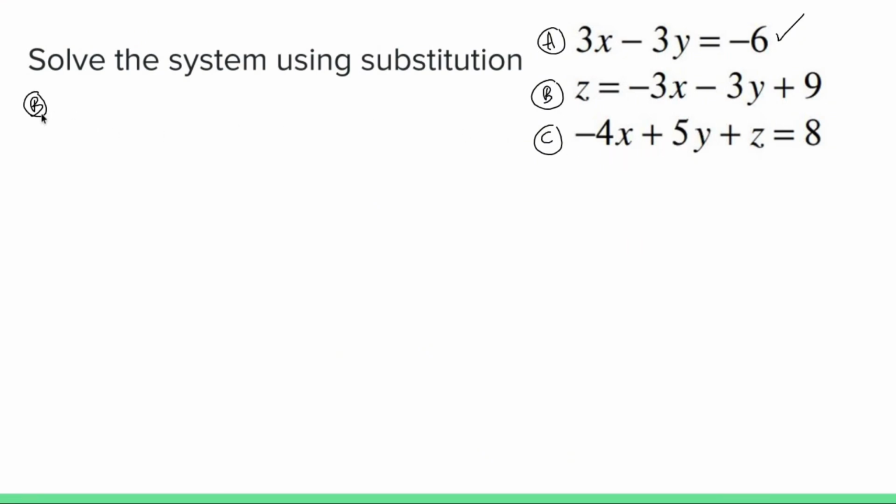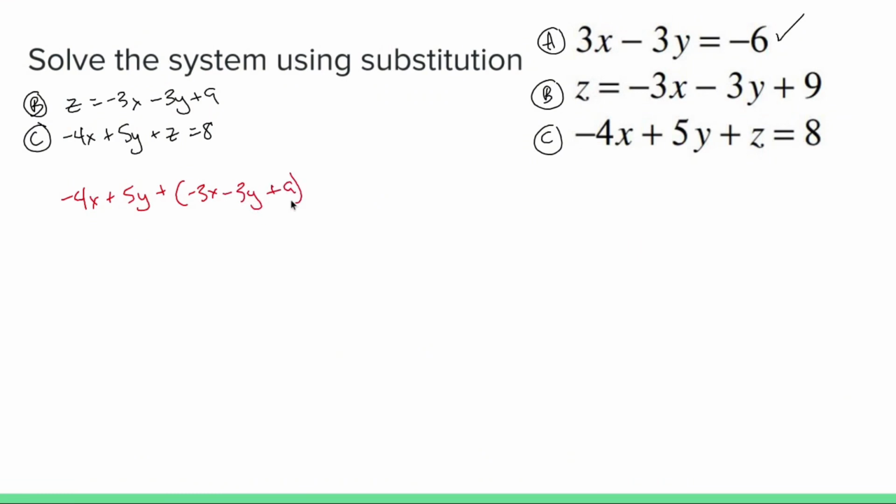So I'm going to set up B and C. B is Z equals negative 3X minus 3Y plus 9. C is negative 4X plus 5Y plus Z equals 8. If I replace the Z in the bottom equation with the Z up here, I get negative 4X plus 5Y plus the quantity negative 3X minus 3Y plus 9, and then to complete C, I have equals 8.